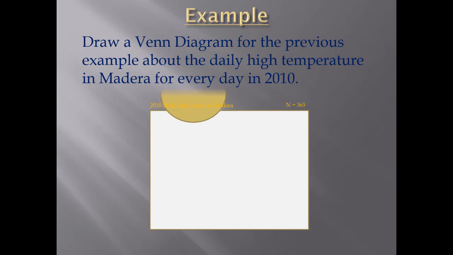Then we're going to draw a shape. Here's my shape. That shape represents the sample of randomly chosen daily high temps in Madeira. And we know the size of that sample. That sample was size 42. So this is a very simple Venn diagram. We didn't have multiple subsets, so there's no overlapping here. And this is your answer for that example.